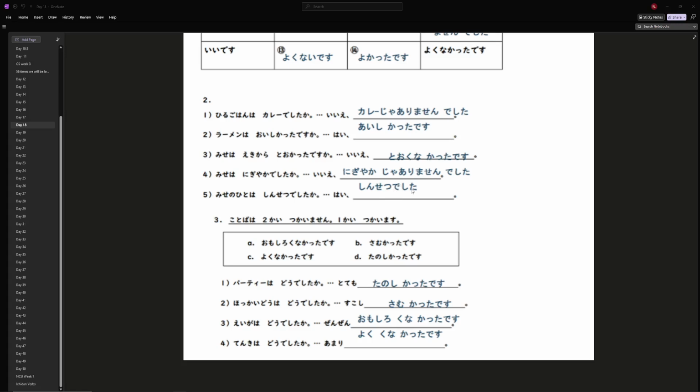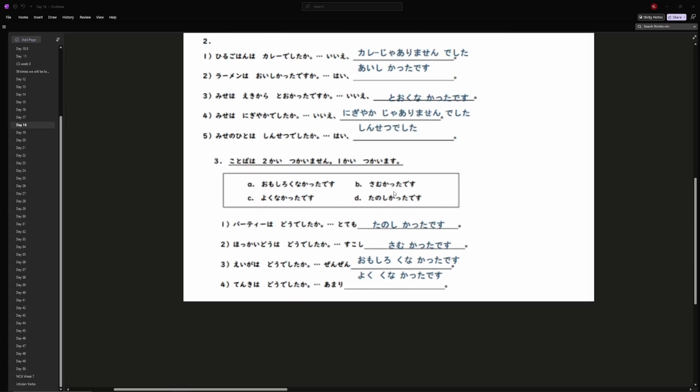This is our golden word of yesterday, is it not? All right, kindness. Yep. Mise no hito wa shinsetsu deshita ka? Hai, shinsetsu deshita. Were the store people, the store owners, were they kind to you? And yes, they were. All right, and then we have our final batch here.